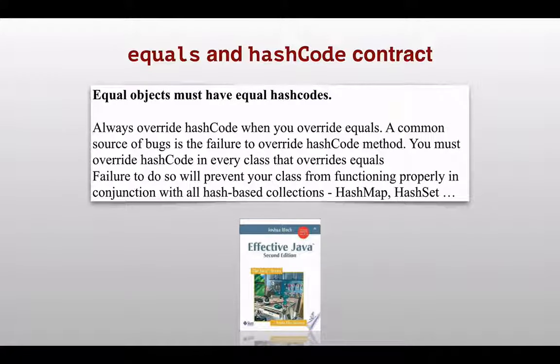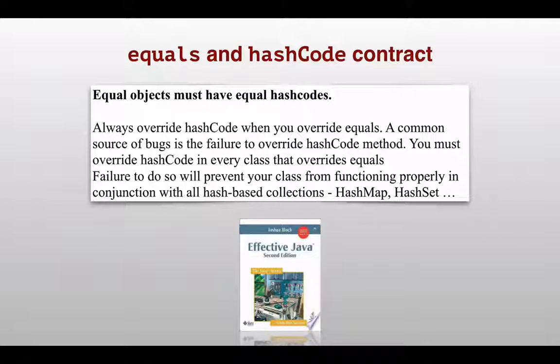This is a quick video about equals and hashcode contract. The contract basically says equal objects must have equal hashcodes. That means whenever you are providing a logical equals implementation in your class, you should also provide a hashcode implementation that is meaningful, without which your class will act strange and cause bugs when it is used in hash-based collections like hash maps, hash tables, or hash sets.